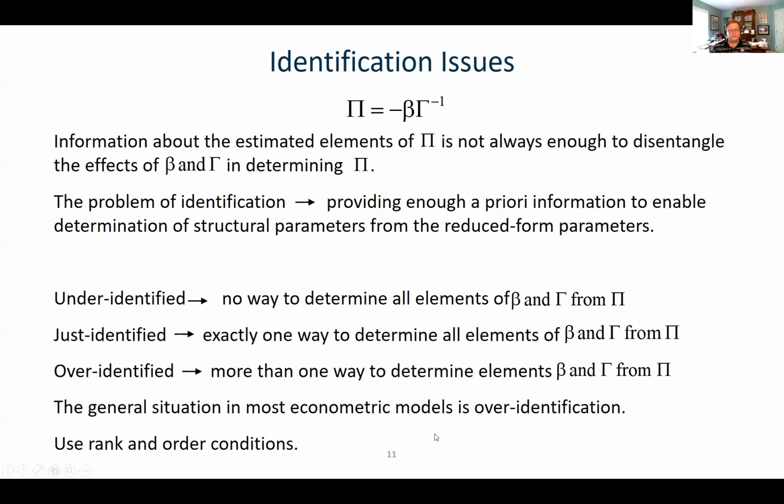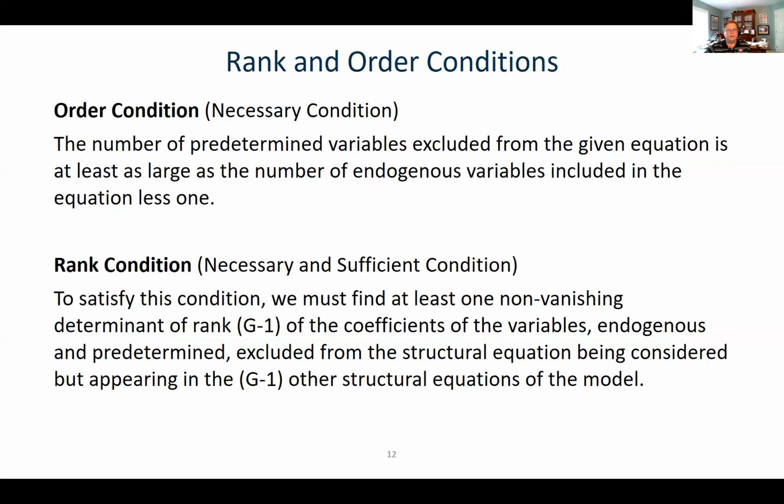And the general situation in most econometrics is over-identification. You want to stay away from under-identification. Now, how do we ensure that the identification issue will be met? Well, we're going to have other conditions here known as rank and order conditions, and I'm going to discuss each of these in turn, coupled with some examples to give you a feel for this determination. So let's talk about order conditions. Order conditions are necessary but not sufficient conditions to warrant identification.